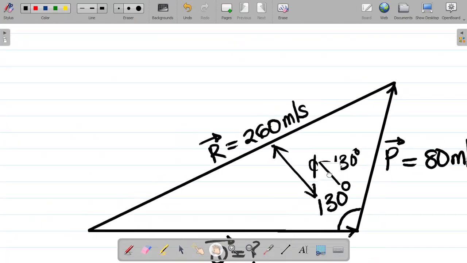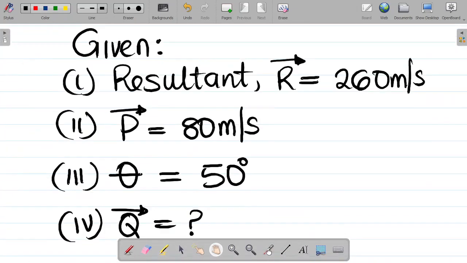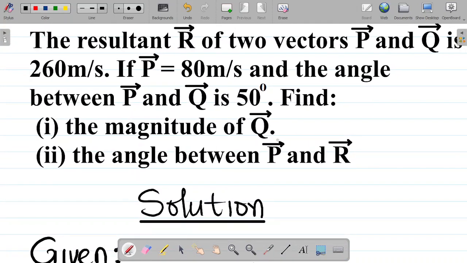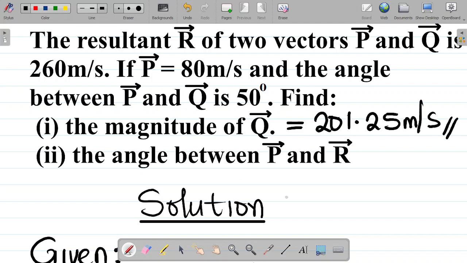Going back to our initial question, we were asked to find the magnitude of Q, which we've found to be 201.25 meters per second. We've solved the A part. Let's get the B part.